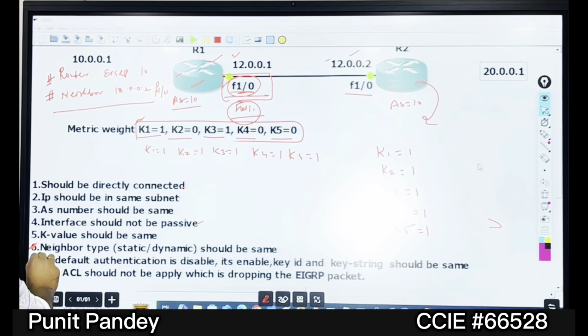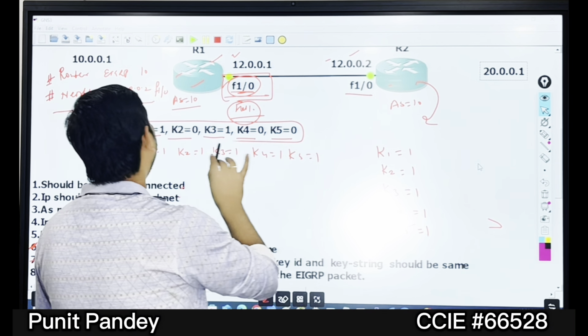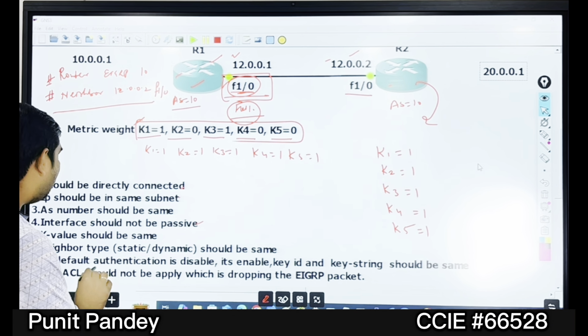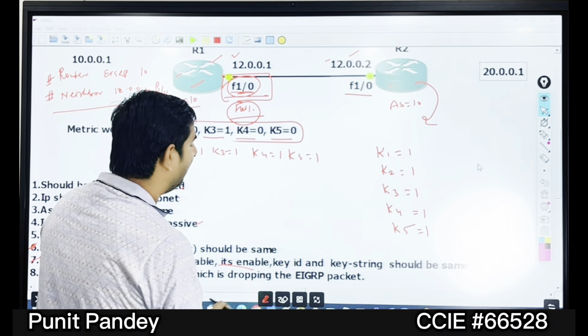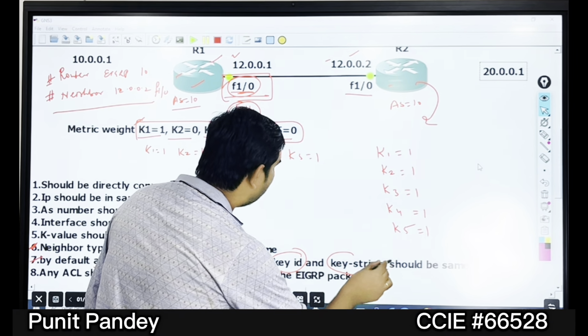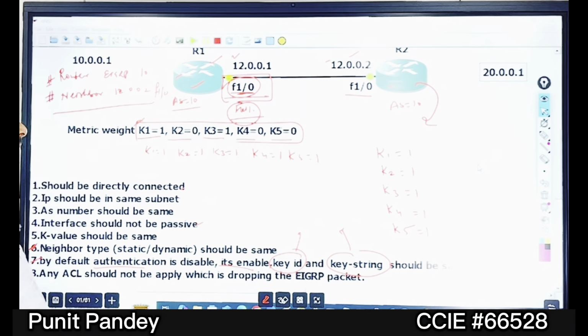Condition number 7: by default in EIGRP, authentication is disabled. We are not using authentication by default, so the TLV will not exist in the hello message. If you are using authentication, it should also be the same. In authentication, there are two parameters that need to be matched: one is the key ID, and the other is the key string. They should be the same.